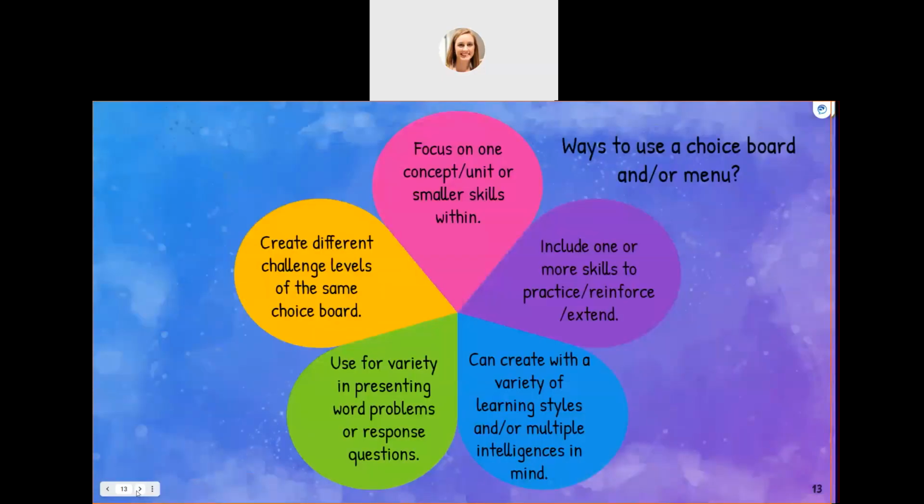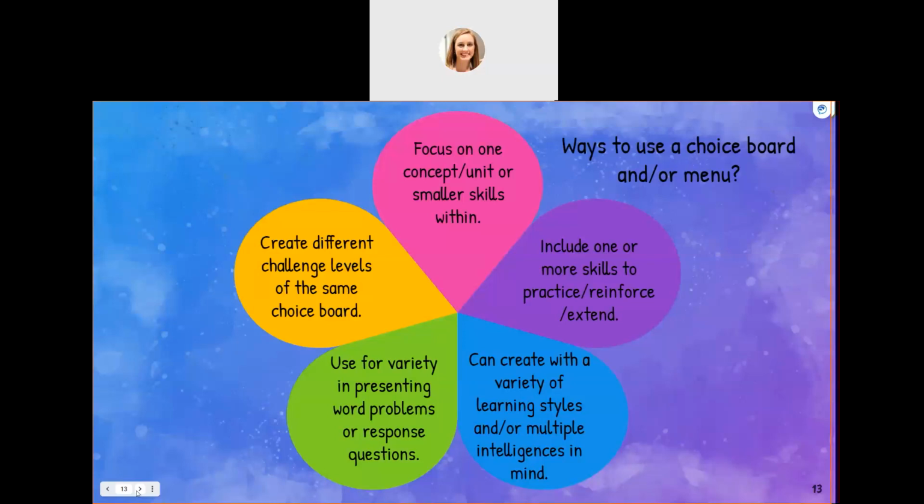So here's some different ways that you can use a choice board or menu. You can focus on one concept or unit, or you can focus on smaller skills within those concepts and units. You can include one skill, or you can include multiple skills to practice or reinforce or even extend if you are at the end of a unit. You can create these around a variety of learning styles, or you could use multiple intelligences as you're coming up with the activities and thinking through how you want to present those to students.